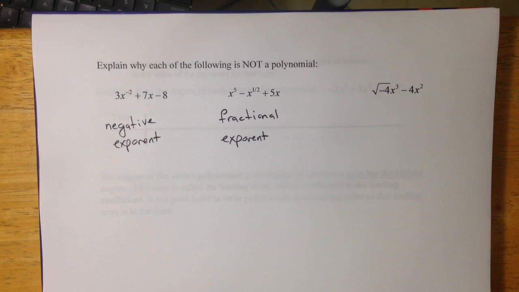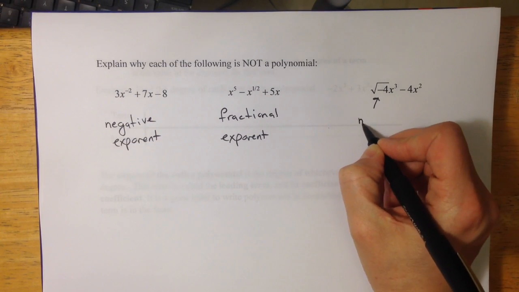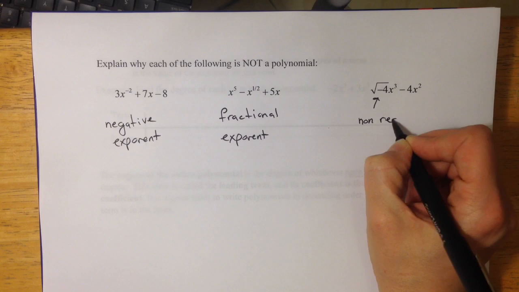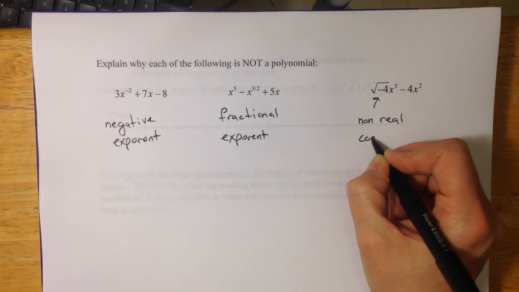And finally I have this example, the square root of negative 4 times x cubed minus 4x squared. Now all of the exponents are okay here, but the square root of negative 4 is not a real number. This is not a polynomial because for a polynomial we want only real coefficients.